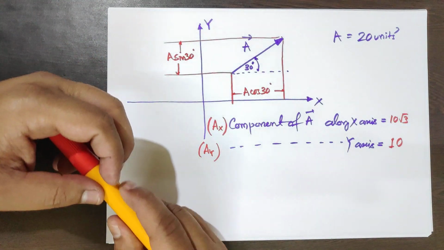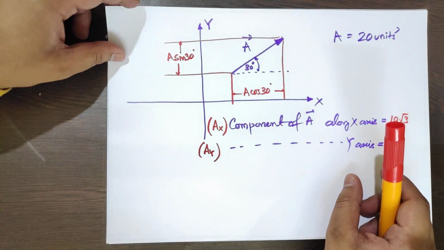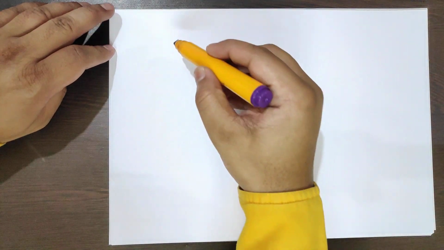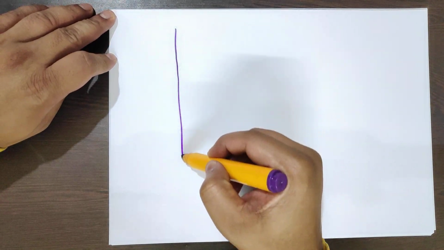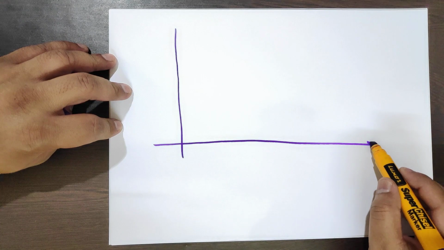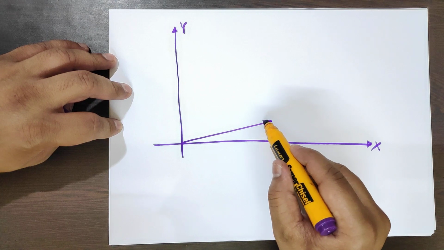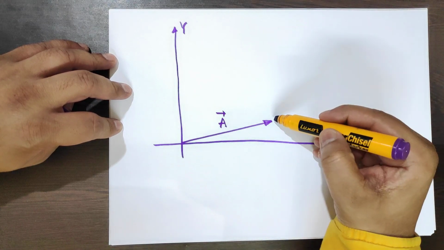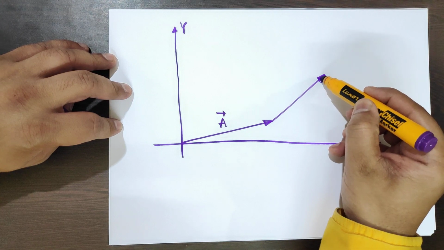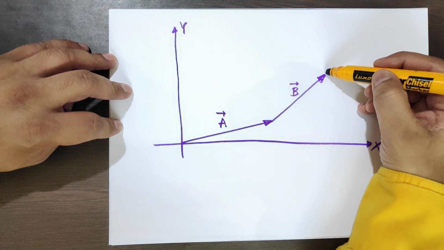Now what is the use of the components at all? Here you see, suppose we add three vectors. I'll show it by the triangle law. Sorry, three vectors means polygon law. So that is the x axis, y axis. So you are adding vector A, vector B, and vector C.